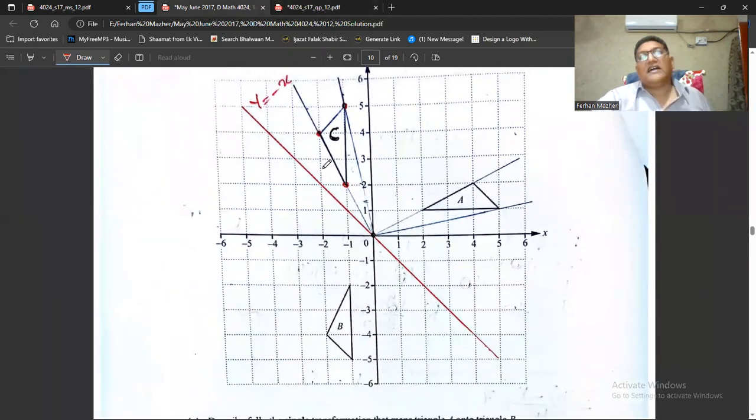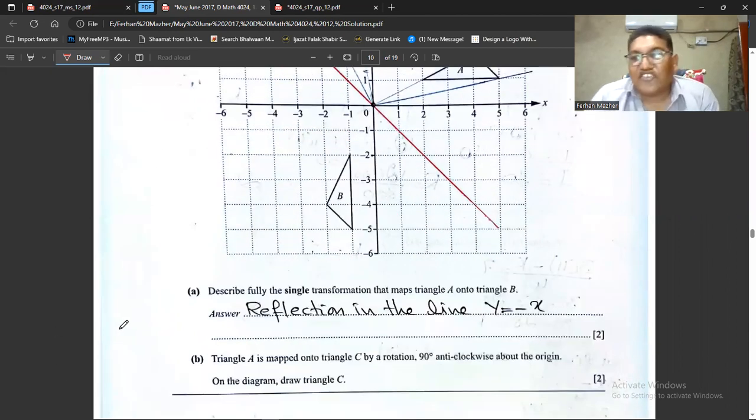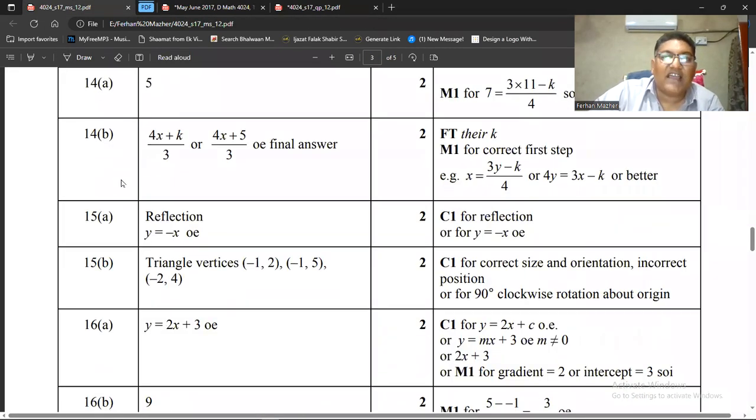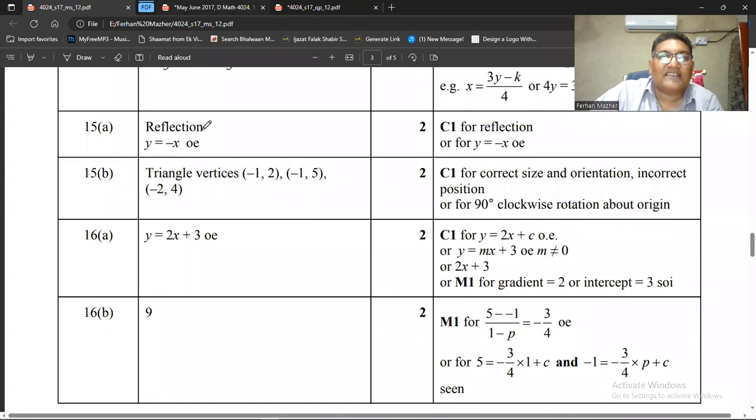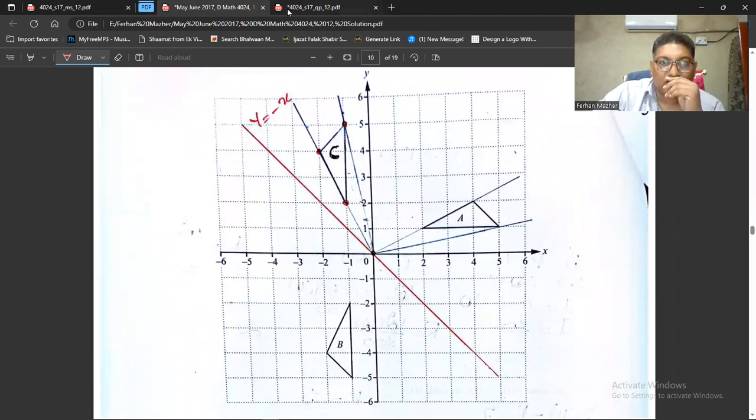I have drawn this. You can see this red line. This is the line of reflection. A went on to B by a reflection in this line, which is the famous line y equals minus x. So my answer is reflection in the line y equals minus x. So this is how this is done.